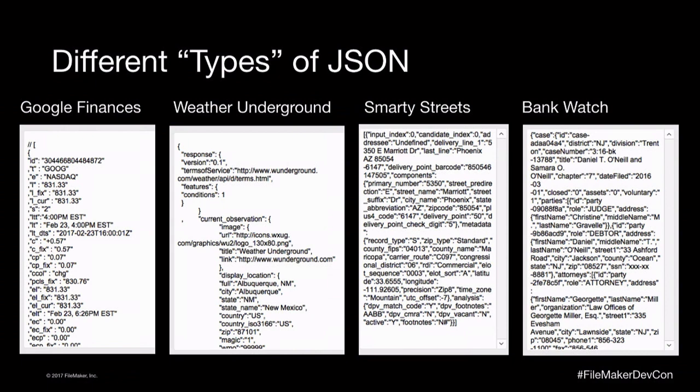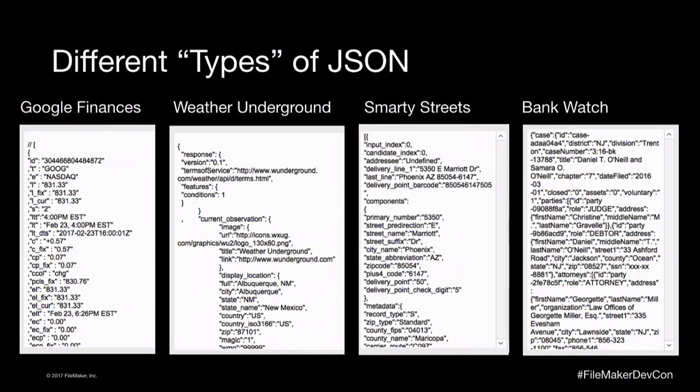I don't know if anyone in the back can see; I can't zoom in on the slide. But I've got 4 different web services that we pulled in data from. Google Finances, which has been around for a while. Weather Underground to pull some weather data. Smarty Streets to pull some address information, and then Bank Watch, which is sort of a legal service to get case information.